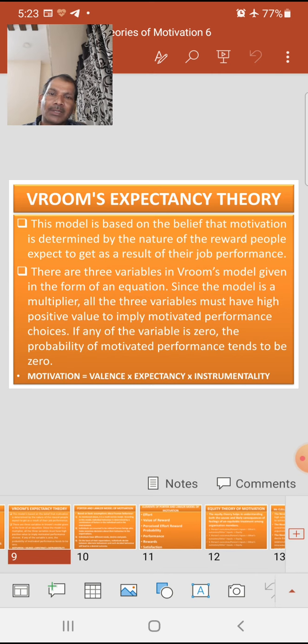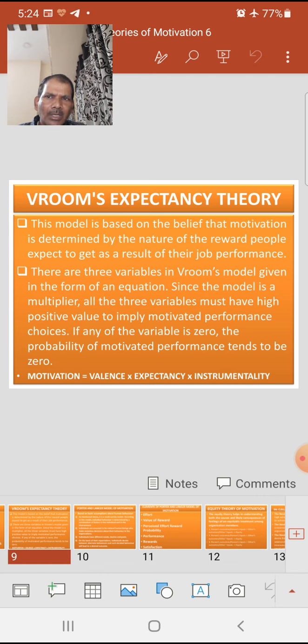That's what we call expectancy. In simple words, instrumentality refers to the belief and expectation of a person that his performance will lead to a particular desired reward. For example, if an individual wants a promotion and feels that superior performance is very important in receiving the promotion, superior performance, that is the first level outcome, will be instrumental in obtaining the desired promotion, that is the second level outcome.